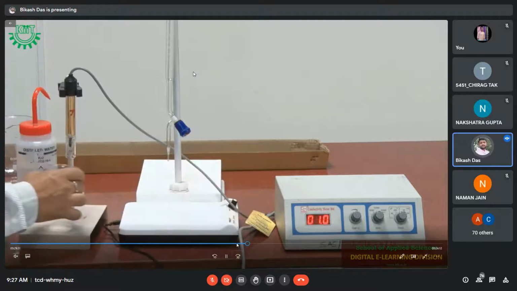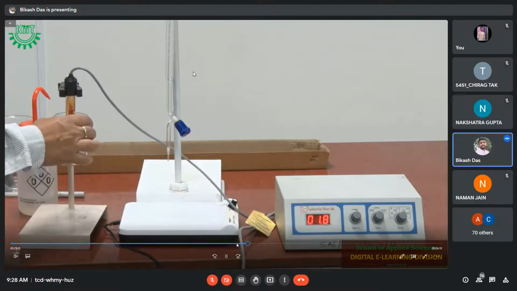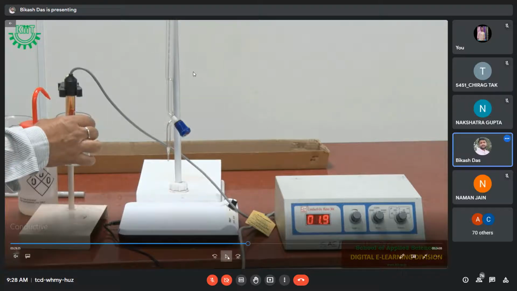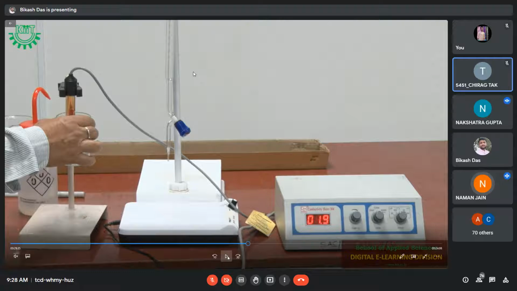Okay, now see the display. How much is it showing? 1.9. Now should you continue at the same range? No, sir. Change. How much will you set now? 2. Exactly, because now the reading came less than 2, so we have to change the range.